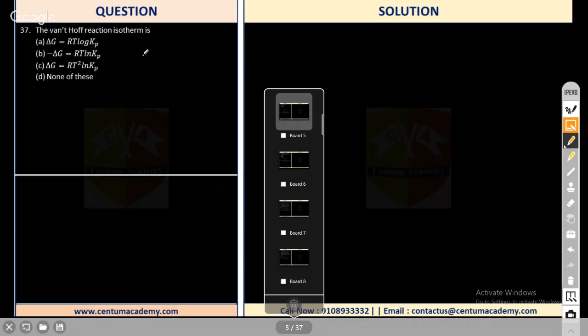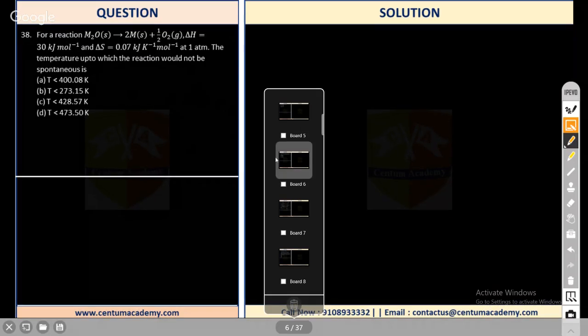37. What is the answer? 37 is B, right? Just now I have written the expression, so it's B only. Minus RT ln Kp you can write, or you can write minus 2.303 RT log Kp. Okay, so option B is correct. Next one you see, this one.